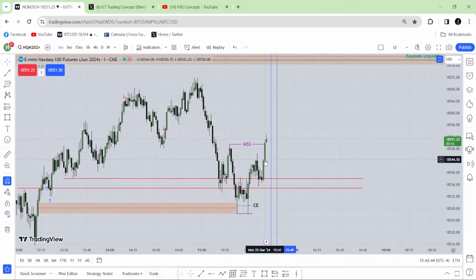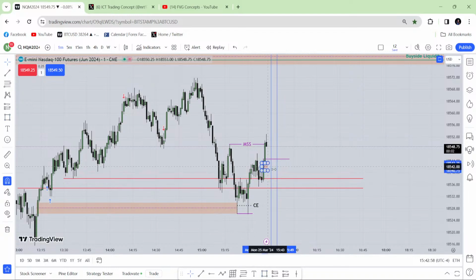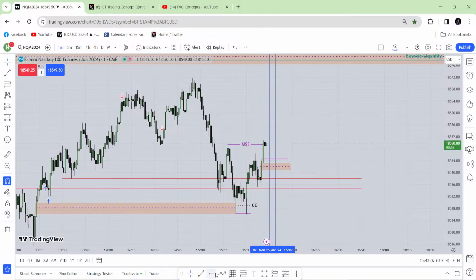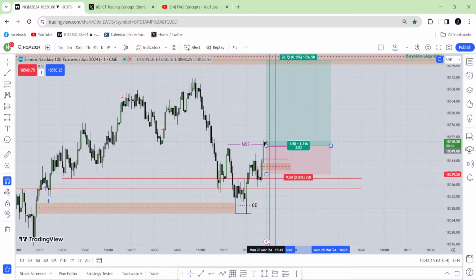Now here is the fair value gap, the entry fair value gap. This is the last fair value gap. Okay, so I'm going to mark them over here, and this is the last fair value gap over here. Something like this. If I wanted to take the entry, this is the perfect entry from today. If you ask me, this is the perfect entry until now.